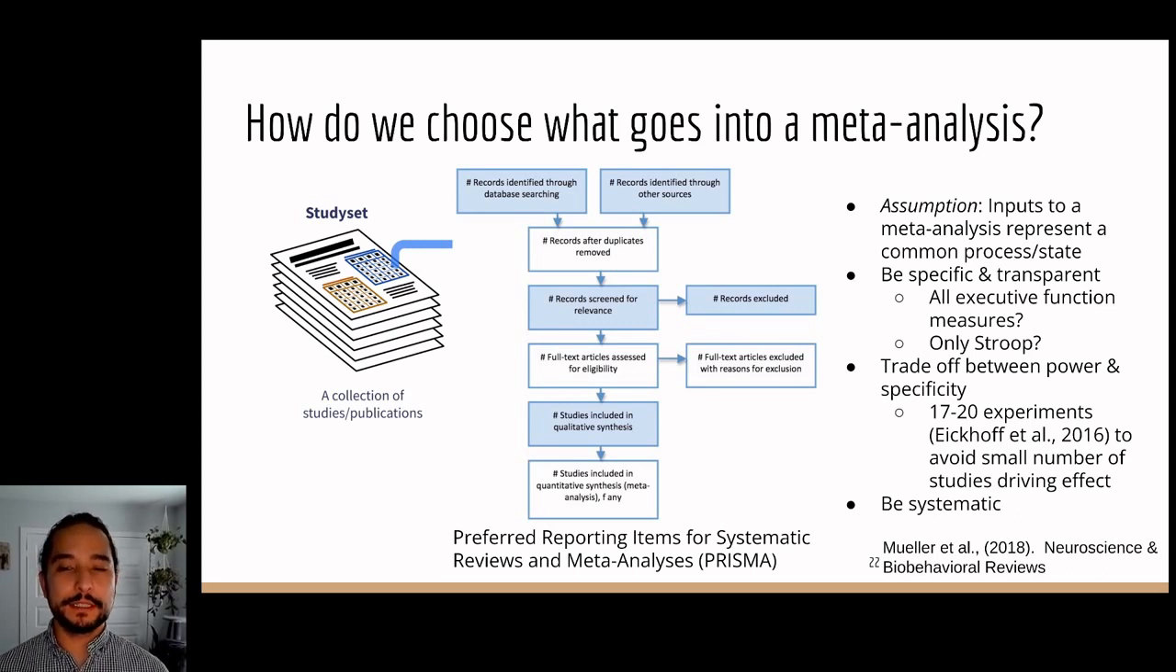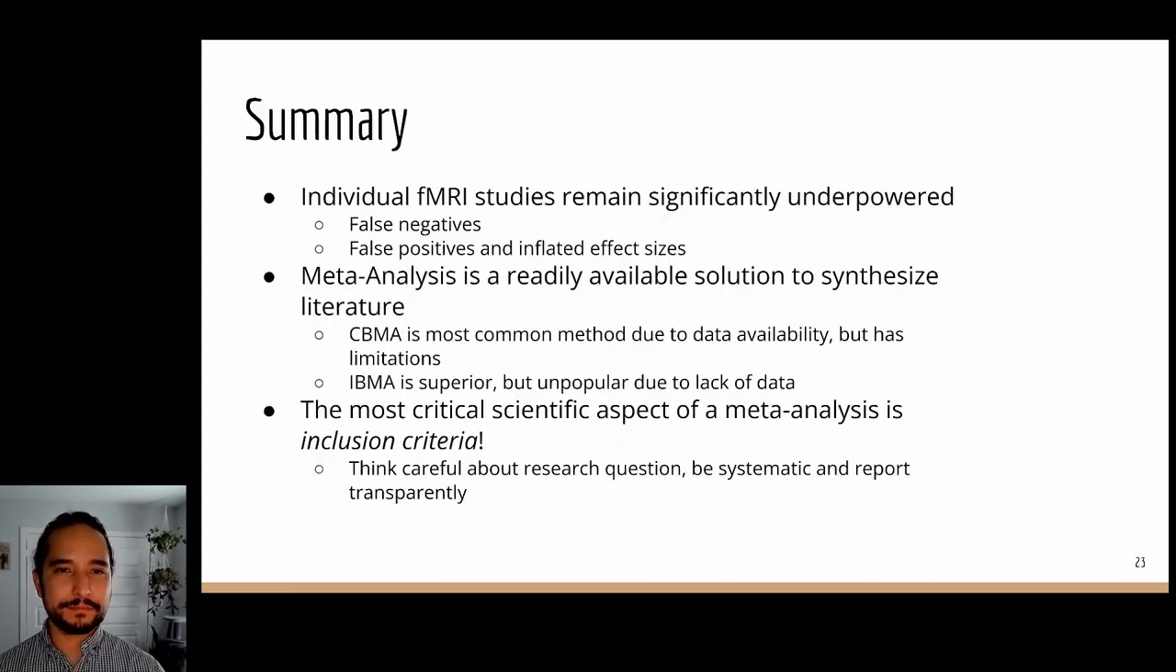And again, finally, be systematic. So think about these questions in advance before you do a meta-analysis, write them down, come up with a plan for how you're going to select studies, and make sure to keep track of all of your metadata so you can report this clearly. And later on, we're going to talk about some tools that make this easier.